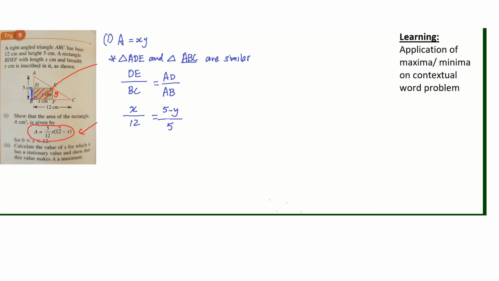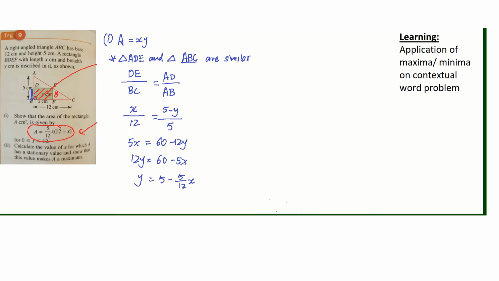Alright, so from here, I'm going to do some form of cross multiplication and express y in terms of x. So this is 5x equals 60 minus 12y. So 12y equals 60 minus 5x. And y equals, dividing by 12 throughout, I get 5 minus 5 over 12 x.